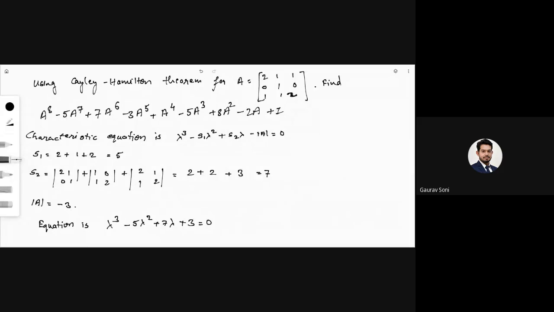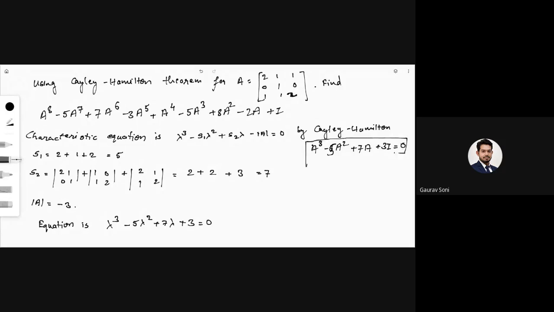So by the Cayley-Hamilton theorem, what we will have is A cubed minus 5A squared plus 7A plus 3 times I, and this turns out to be 0.